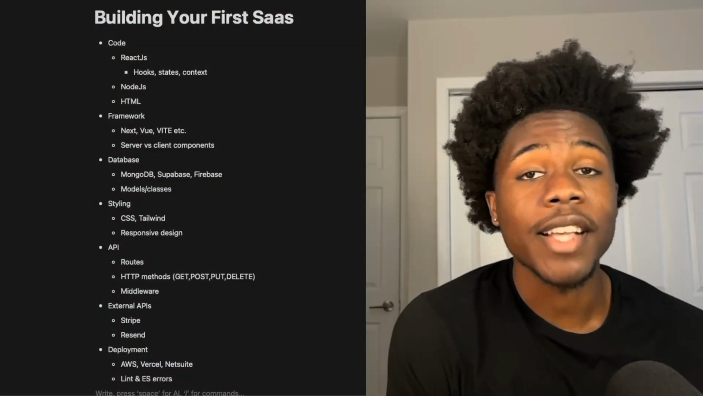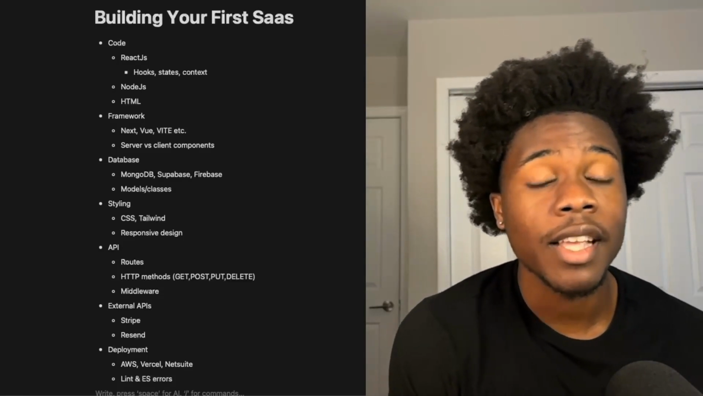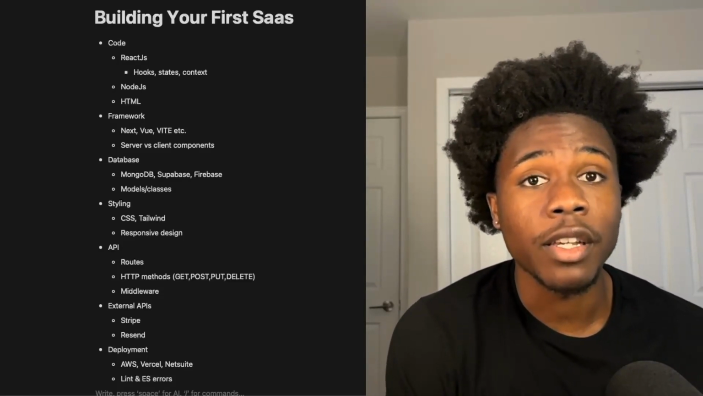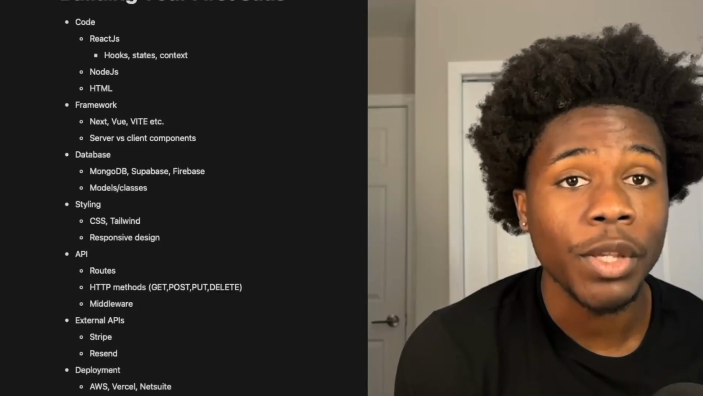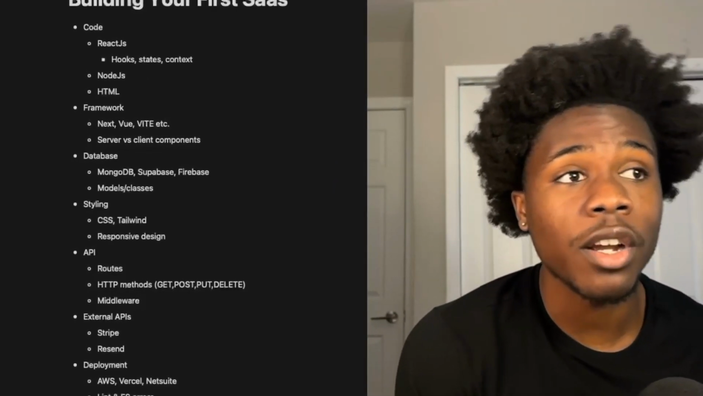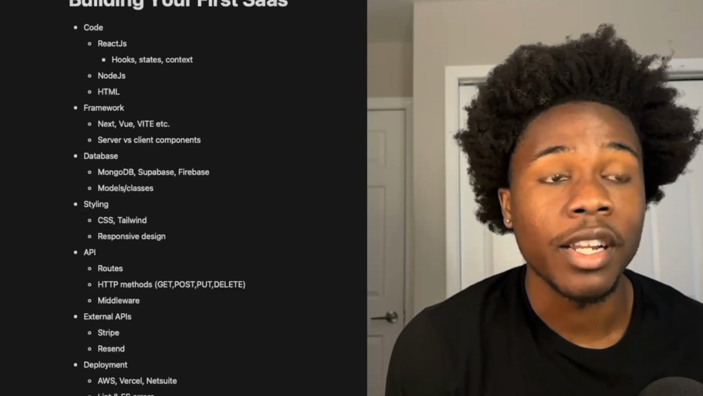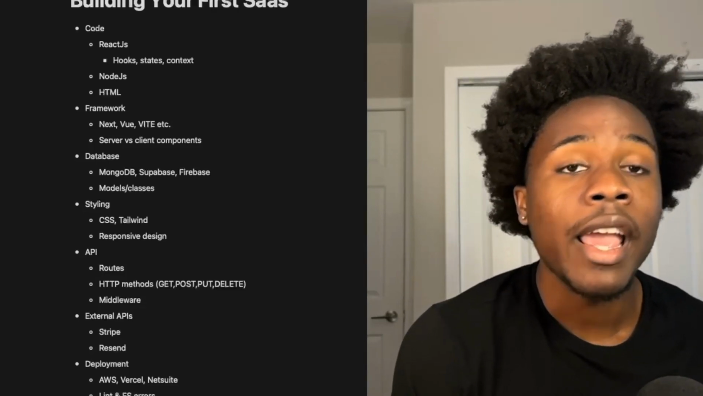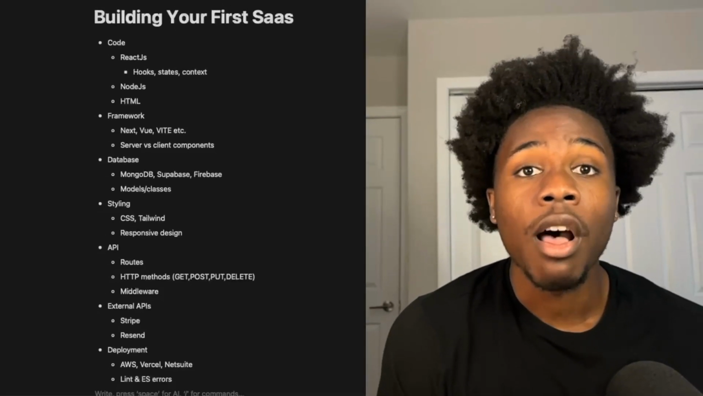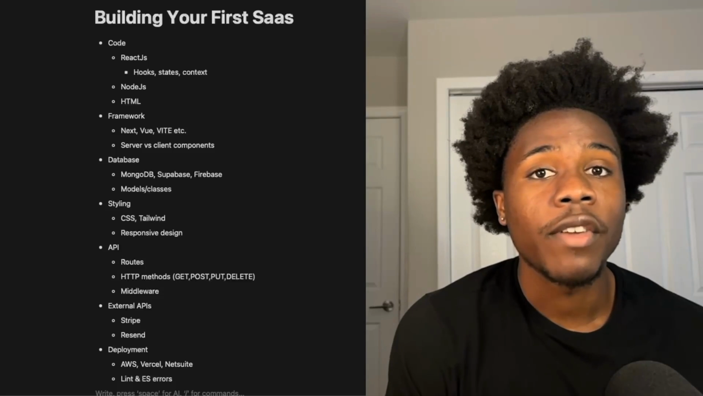I broke the process of building a SaaS into 7 different areas that you'll need good knowledge of in order to be successful. You don't have to go through and research all of these areas in depth before you start. Just a basic knowledge of why they're important should be enough for you to get started, and you'll be able to learn the rest on the fly as you're creating a real project. The first area is code.